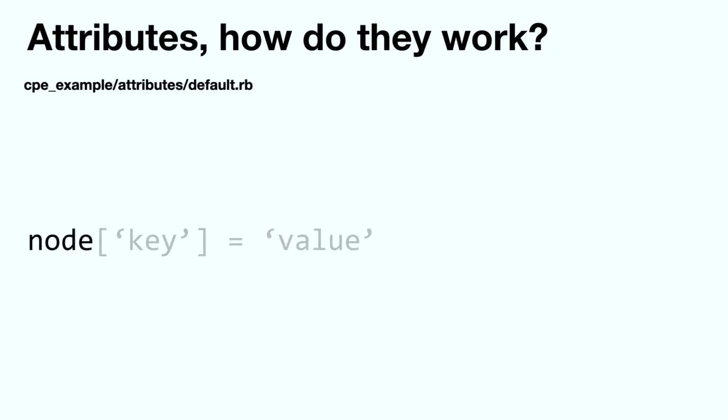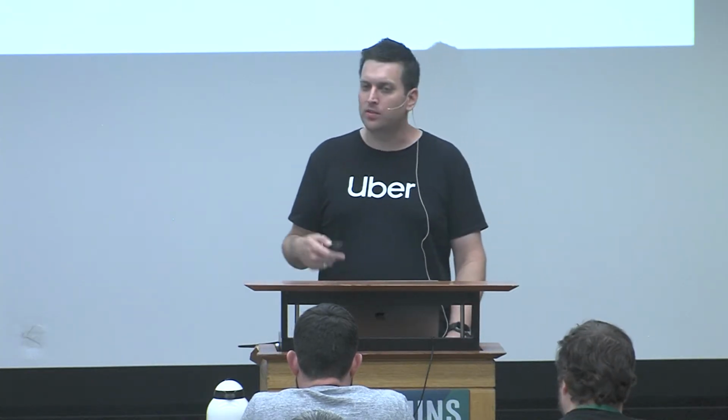Node here is complicated, but node is technically a hash object, but it's like a special Chefy hash object. And the way you refer to the hashes in Ruby is just exactly the same way. It's square brackets, and then in quotes the string name of the key, and of course the value. And that's just like a basic hash, setting a hash.